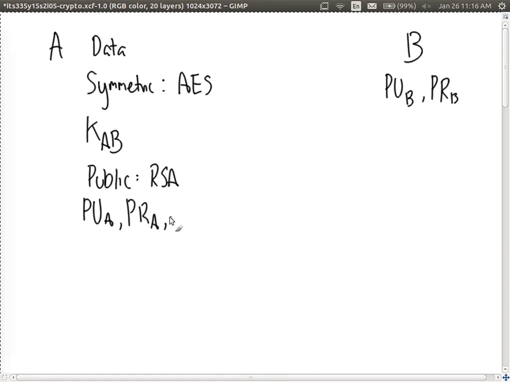We'll assume that A knows PUB. How does A know PUB? It's public. Maybe they posted it on a web page, or they sent it in their email signature every time they send an email. So because it's a public key, it's not so hard to distribute. All right, so the public key of B, we'll assume, is also known by A.